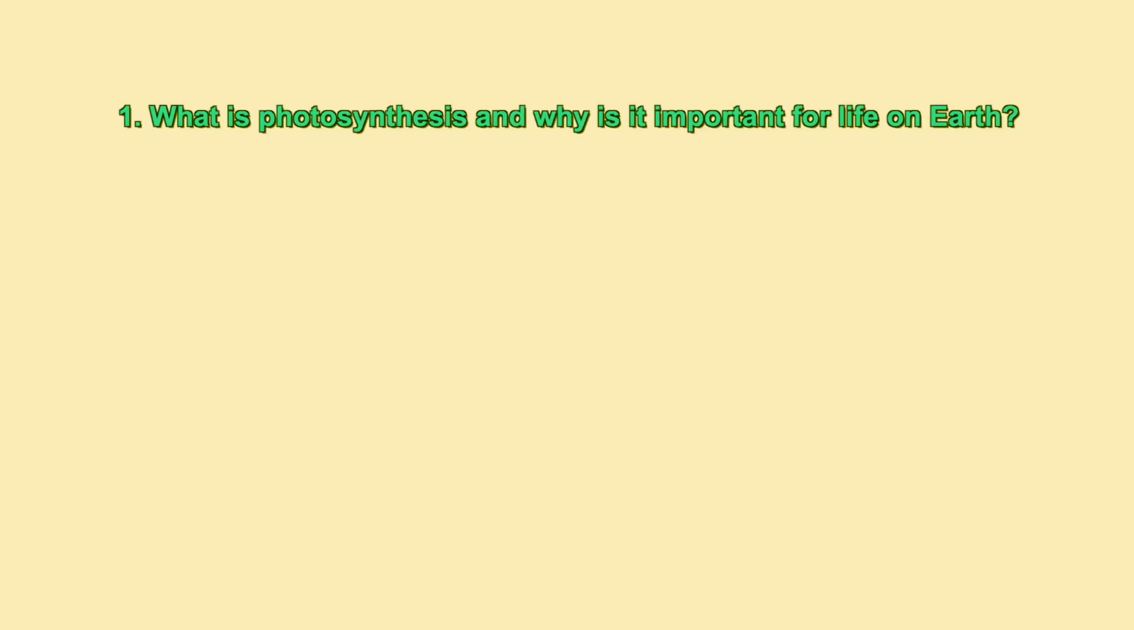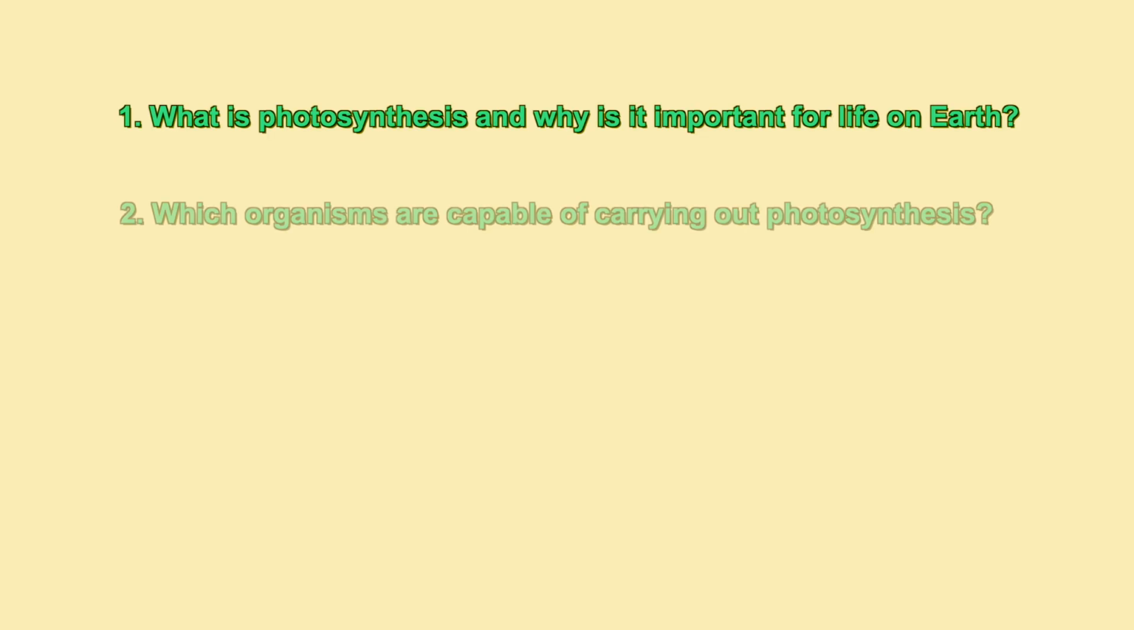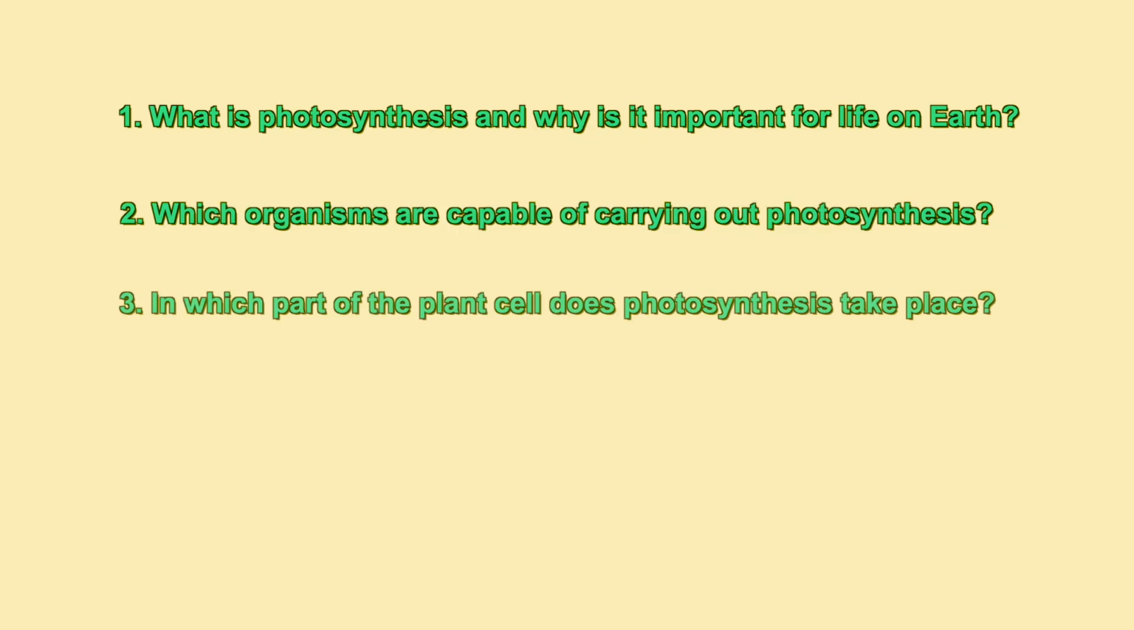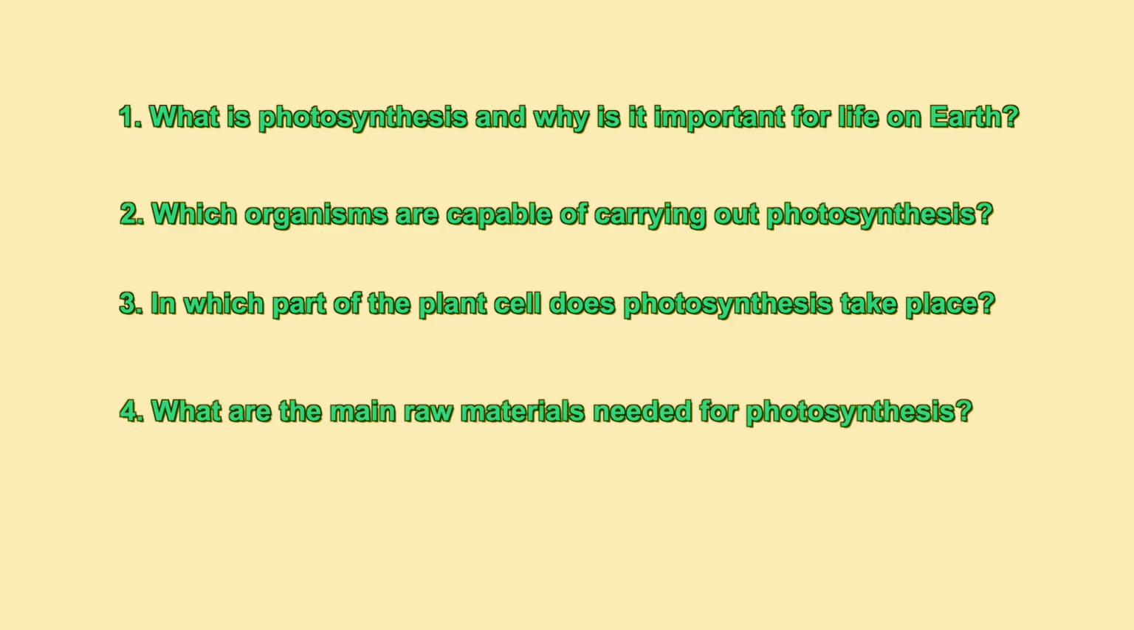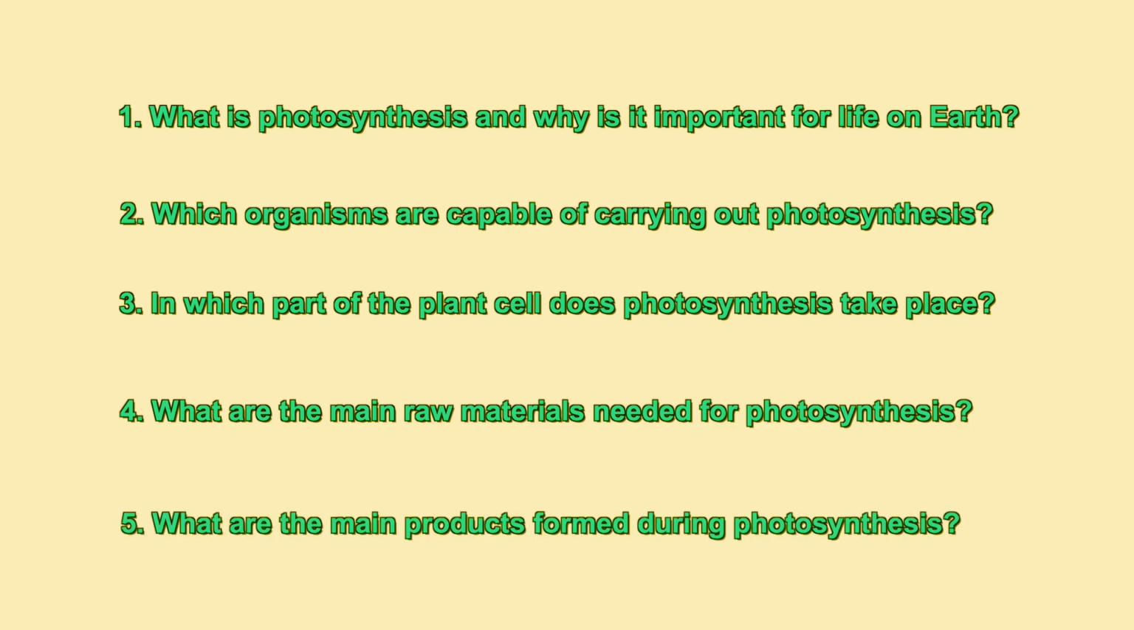So now, that's all I have for you today, but before I leave you, let's go over the 5 questions I started the presentation off with. These questions are: What is photosynthesis and why is it important for life on Earth? Which organisms are capable of carrying out photosynthesis? In which part of the plant cell does photosynthesis take place? What are the main raw materials needed for photosynthesis? And what are the main products formed during photosynthesis?